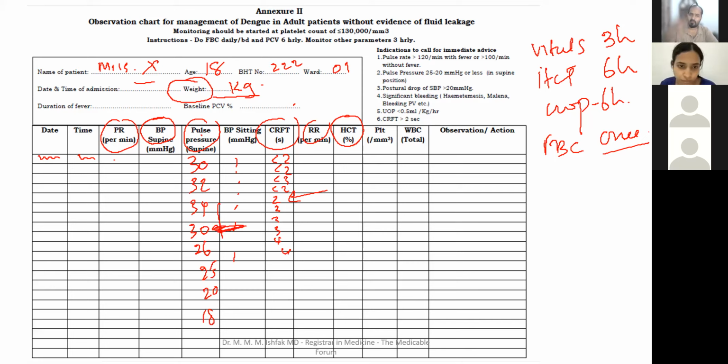So when looking at this chart, you can identify where he is leaking. So at what time is he starting to leak, right? So that is why this blue chart is very important, that it will help us to detect where and when the patient is leaking.